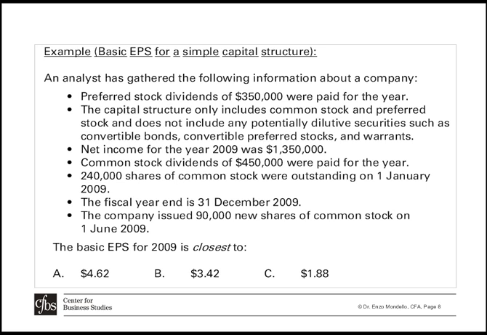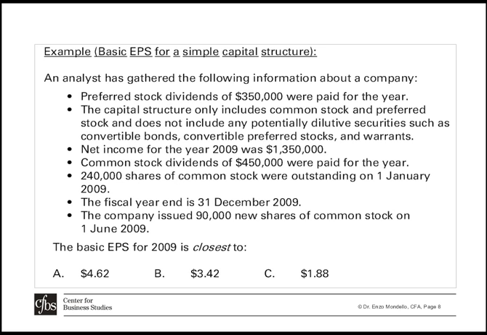We know as well that the net income for the year 2009 was $1.35 million. We know common stock dividends of $450,000 were paid for the year. We know as well that 240,000 shares of common stock were outstanding on 1st of January 2009. The fiscal year end is December 2009, and on 1st of June 2009, the company issued 90,000 new shares of common stock. Now we have to calculate basic EPS for the year 2009.